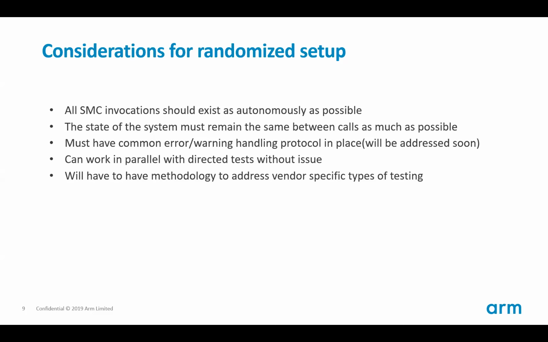So to that end, the state of the system must remain the same between the calls as much as possible. We don't want the system to change too much, because if we have a series of SMC calls coming through, it's much easier to have the system stay the same, with regards to memory or some other things. Certainly things will change, but you don't want to see a change of EL or something like that, which may cause some major issues for checking particularly, and other things that could make the whole system come off its rails. So you must have a common error/warning handling protocol in place.